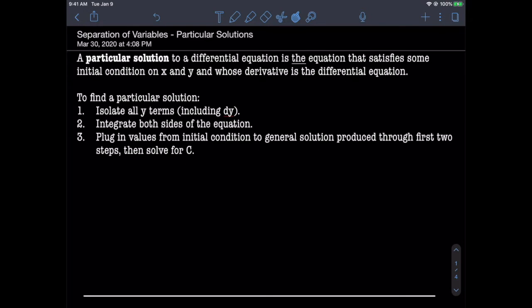So if you're not sure how to find the general solution to a differential equation, why don't you go ahead and treat yourself and watch the Auducation video on how to find the general solution to a differential equation using the strategy of separation of variables.